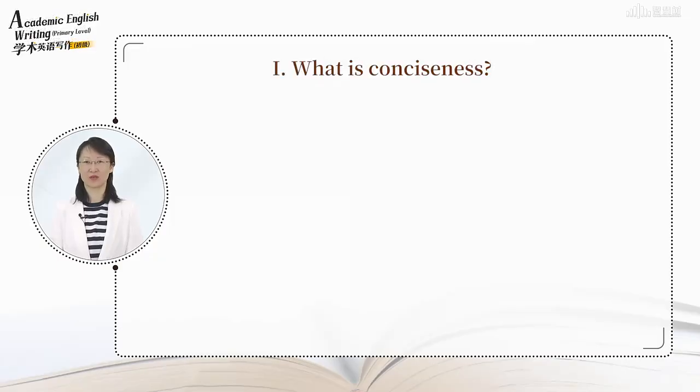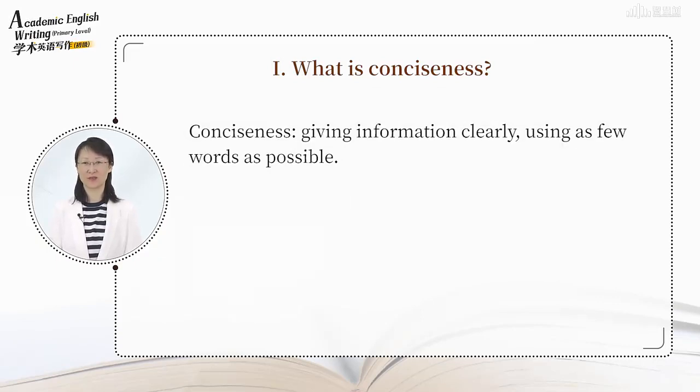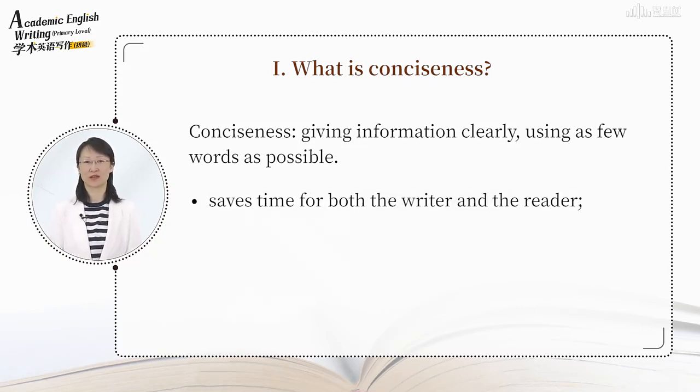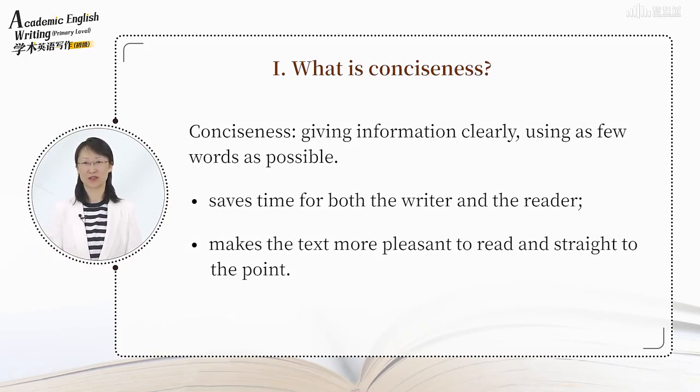First of all, we need to learn what conciseness is. Conciseness means giving information clearly using as few words as possible. Effective writing should be concise and should contain no unnecessary words or phrases. Clear and concise writing saves both the writer and the reader a great deal of time and makes the text more pleasant to read and straight to the point.